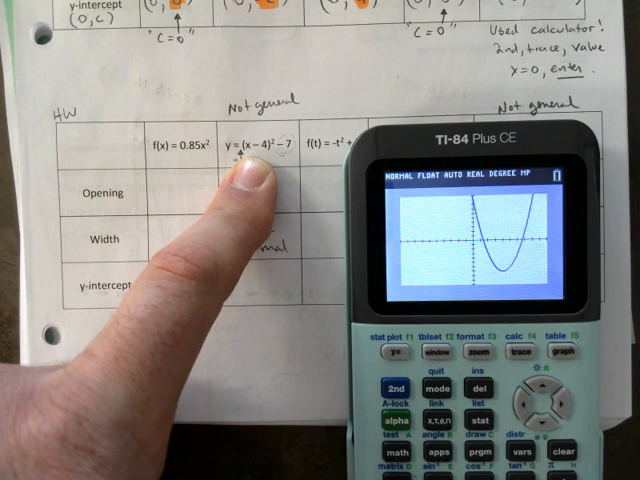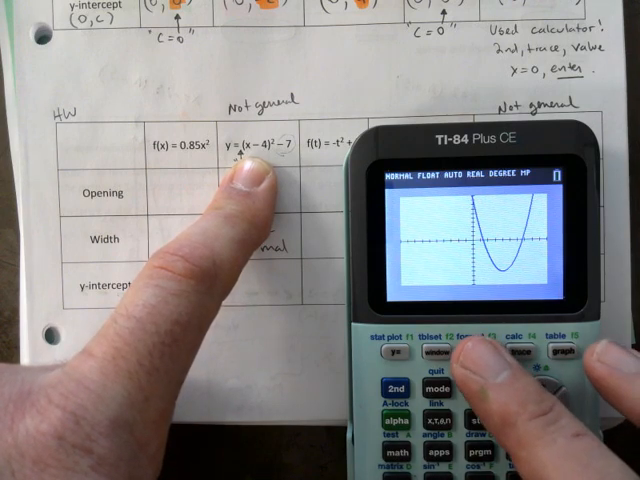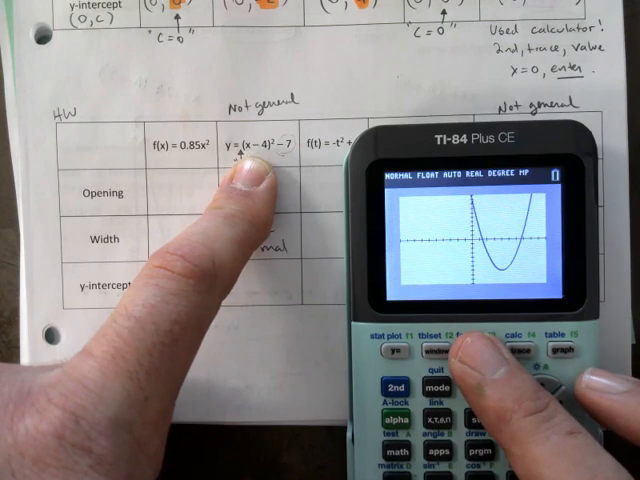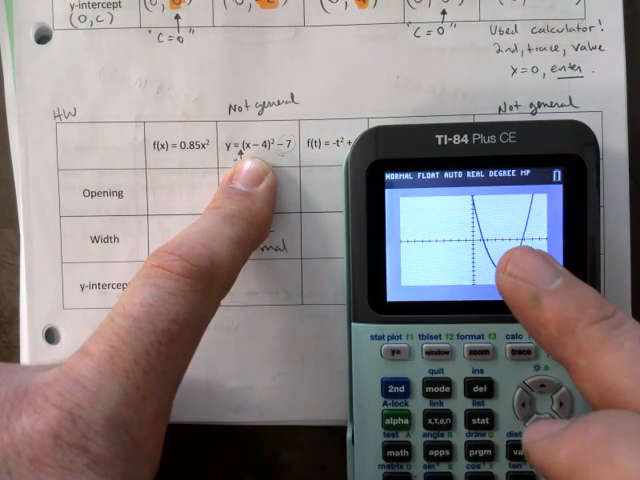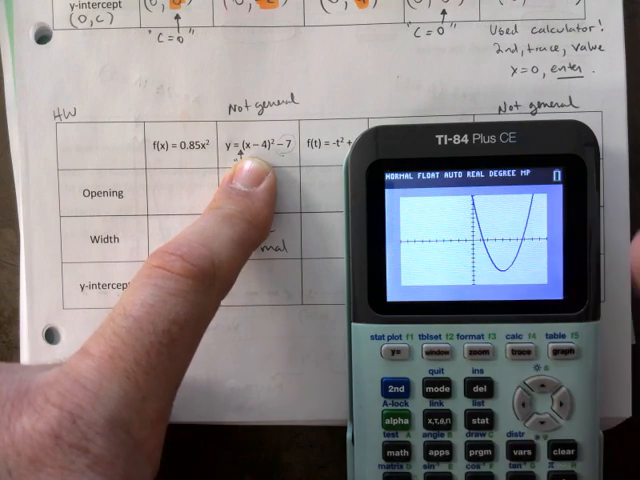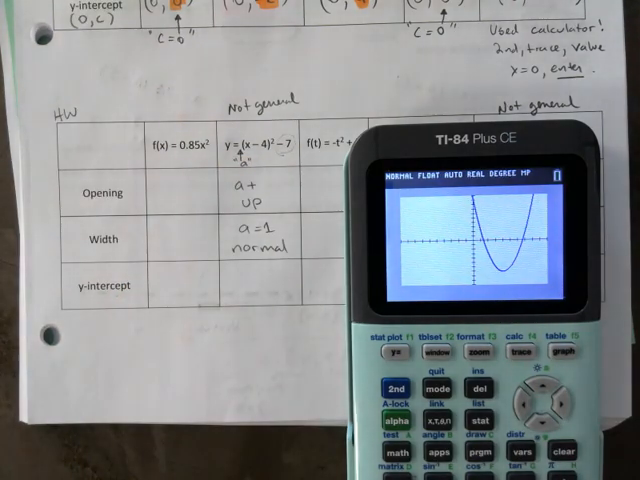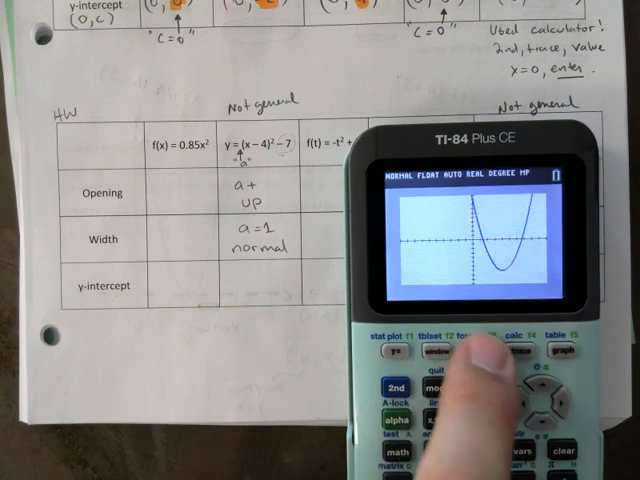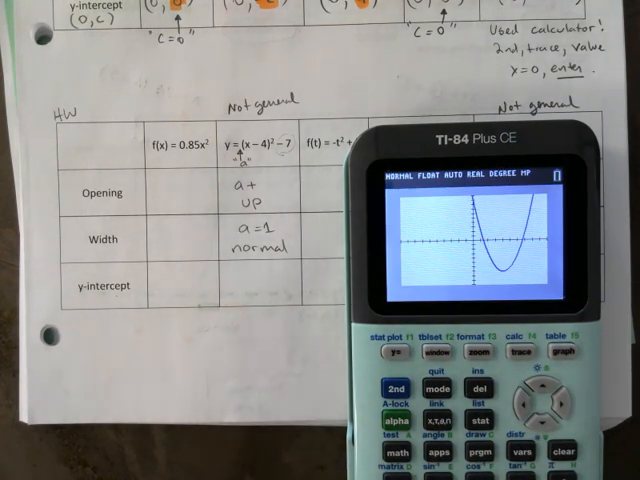In this case, I can see it fairly well. Zoom standard is always going to be my reset button for my window, because you're going to notice we're going to change this window dramatically, in every way possible. So zoom 6 gets you back to what I'm seeing right now.